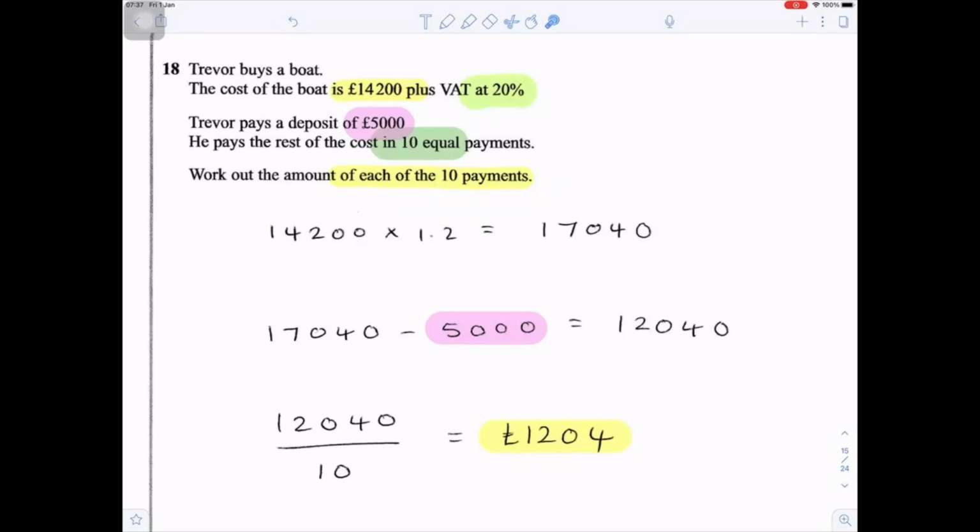Now, Trevor pays a deposit of £5,000. So you want to remove £5,000 from that total cost. So 17,040 minus 5,000 gives you 12,040. And that is what is left to pay. That's what he has to pay in the 10 payments. So you have to divide that amount by 10, and it gives you £1,204 for each payment.